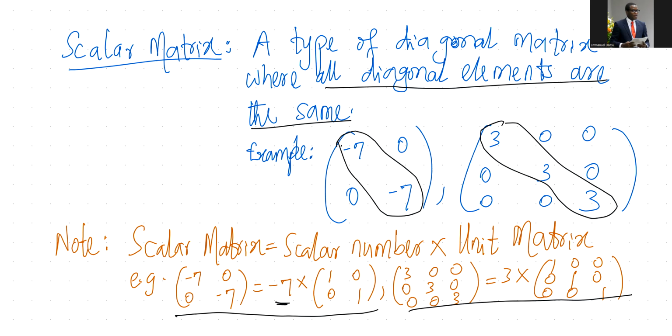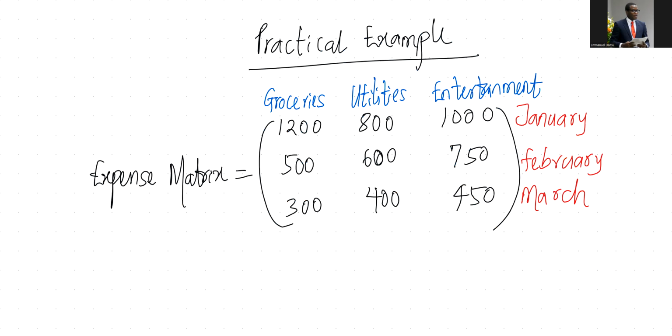Having said all this, I have a bonus for you. We've been talking about matrices. Can we consider a practical example of a matrix? Can you imagine your personal expenses? Maybe you spend majorly on groceries, utilities, and entertainment. And then you do that month in, month out.